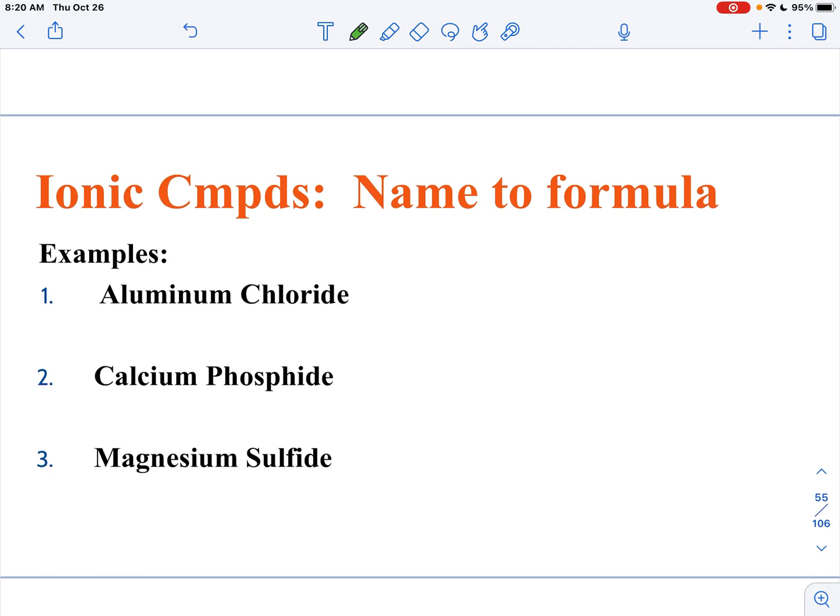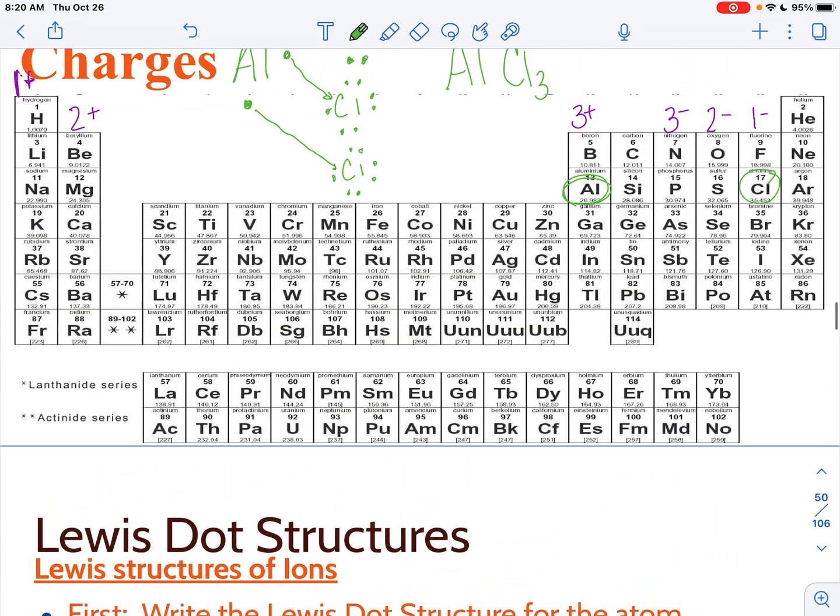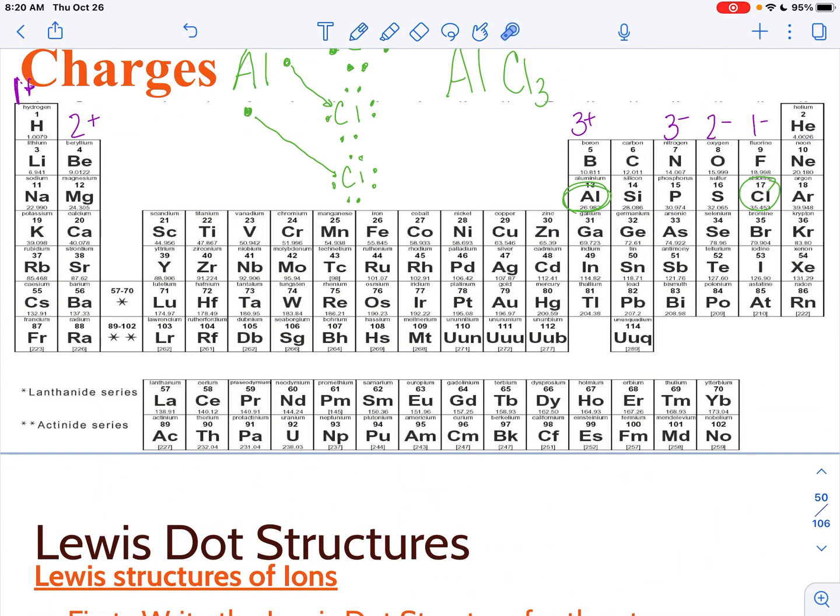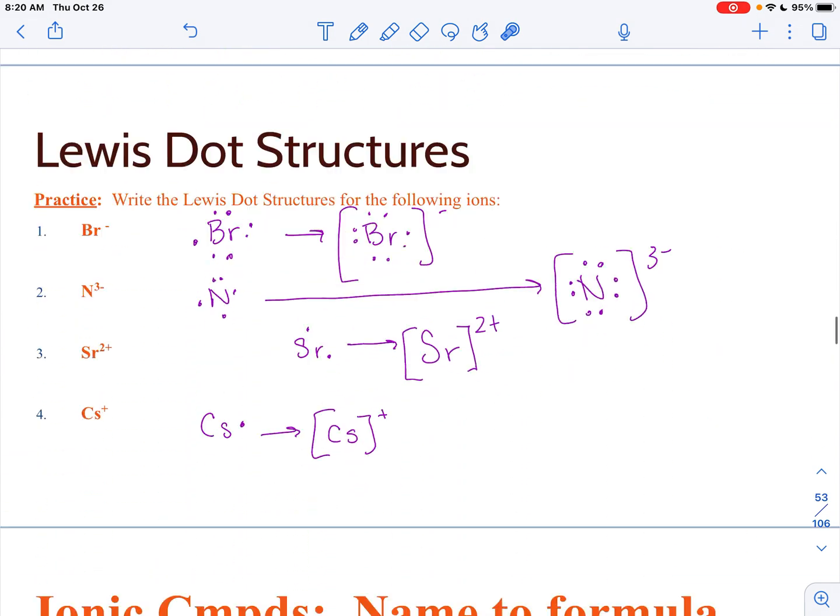Okay, let's go to aluminum chloride. We now already know that that formula is AlCl3. Let's see how that works with the crisscross method. Al on our periodic table has a charge of 3 plus. Al, 3 plus. Cl gets 1 minus. That's its charge.